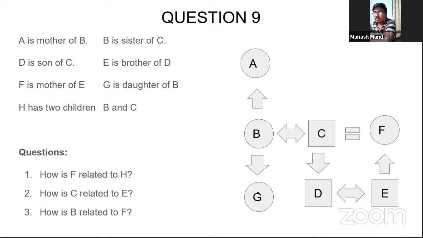Okay, H has two children means that H is basically married to A, right? Okay, so this was the family tree. Now let us have a look at the question. So the question is how is F related to H? This F. Okay, so this is F, this is H.